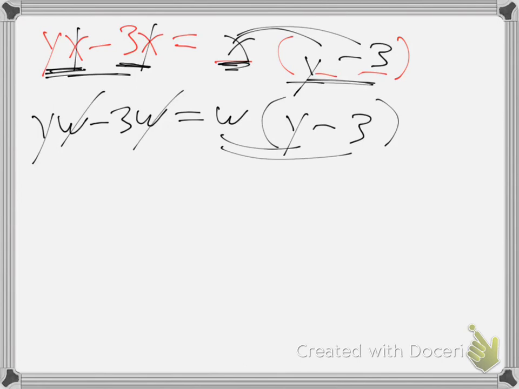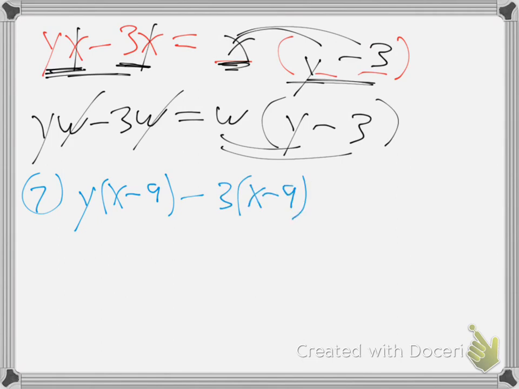Okay. With that in mind, now let's do number 7. Number 7 says y times (x minus 9) minus 3 times (x minus 9). Do you see that that's the same exact thing? They're just making it bigger. It's exactly the same. It's not really different. What do I mean? This part is like the w or the x. They're just trying to make it bigger to throw you off. But do you see that the pattern is the same?